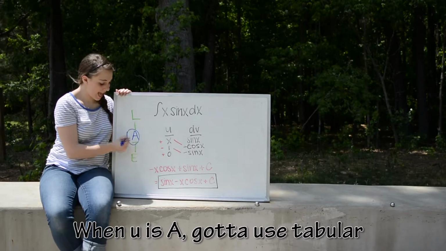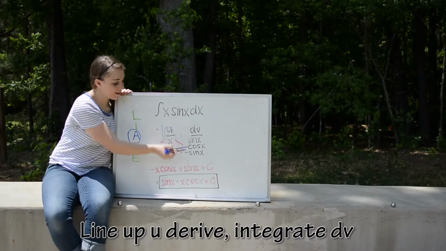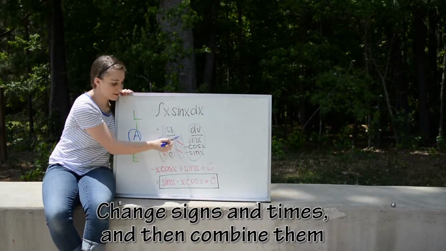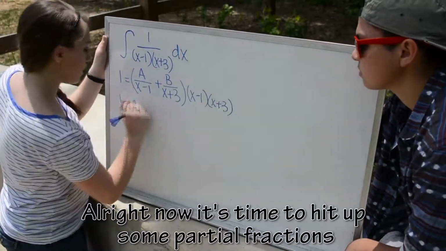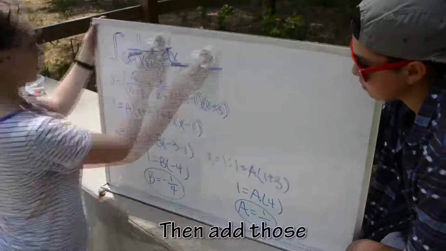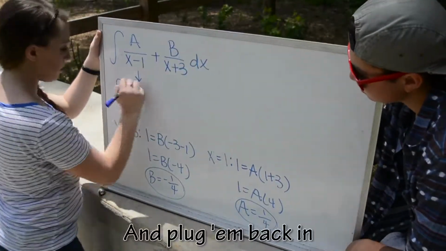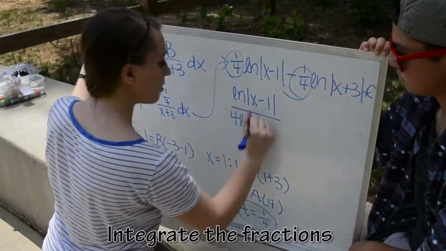When u is a polynomial, gotta use tabular. Line up u derive, integrate dv. Change signs and times and then combine them. Alright, now it's time to hit up some partial fractions. Put the factors under A and B, then add those. Solve for A and B and plug them back in. Integrate the fractions, after logs are what you'll end with.